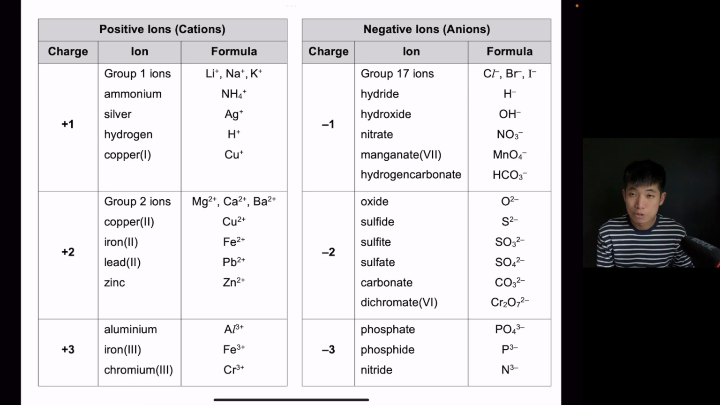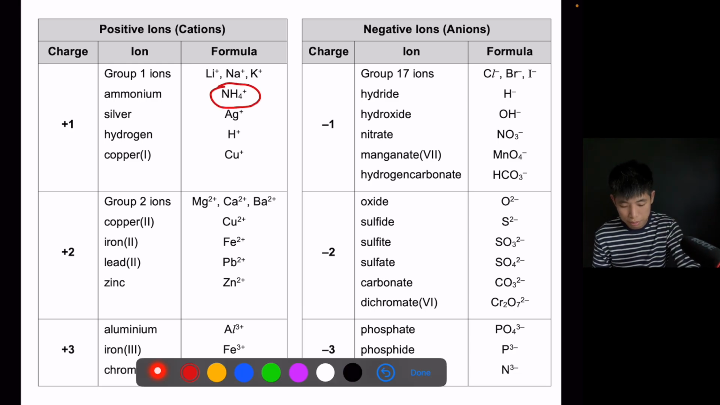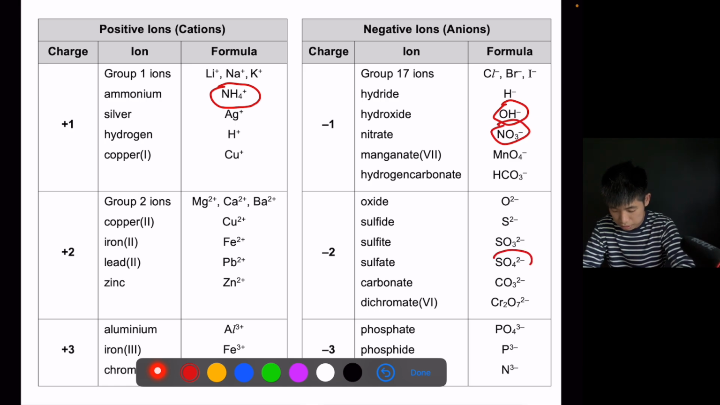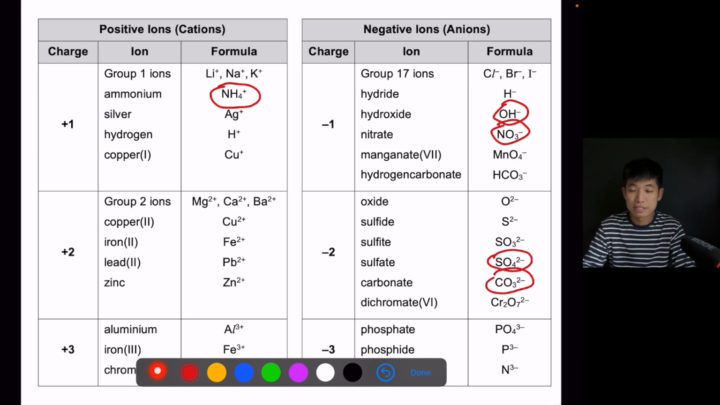The table in your notes shows the list of common ions that we encounter in the syllabus. You will notice that some of them consist of ions formed from a single atom, and some of them consist of ions formed from a group of atoms. For example, the ammonium ion here is a polyatomic ion, meaning that there are more than one atoms in that group, and overall that group of atoms share a total charge of +1. Some other polyatomic ions that you may encounter frequently are the hydroxide, nitrate, sulfate, and carbonate ions.